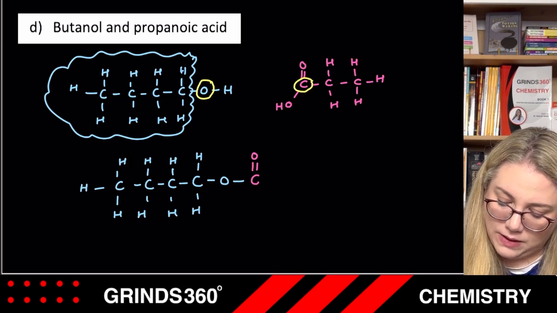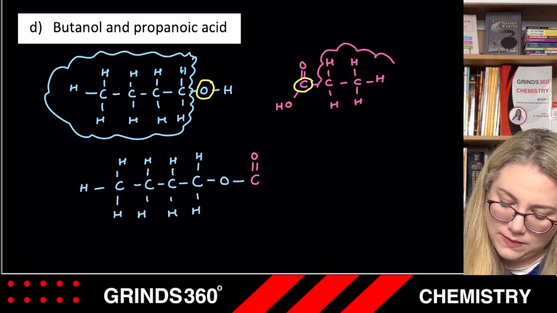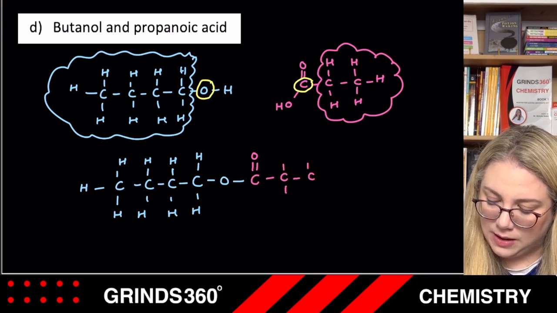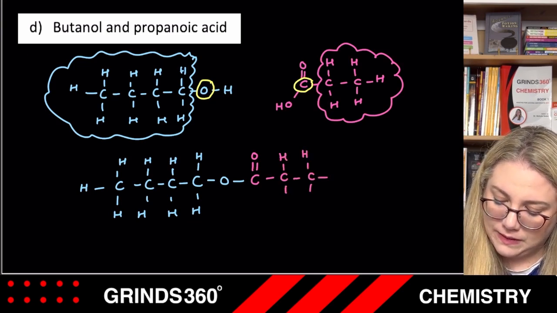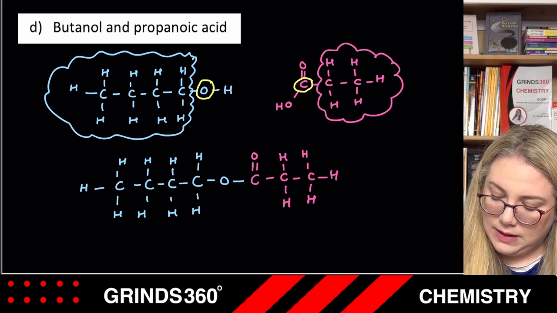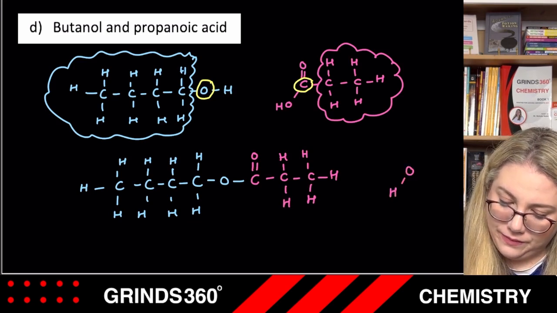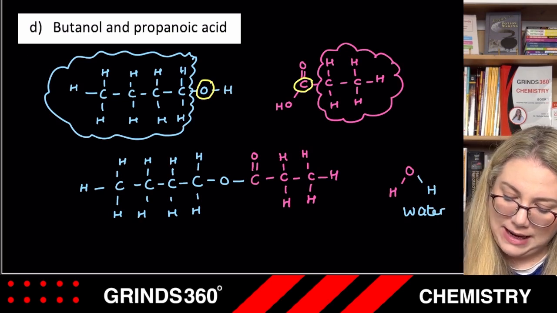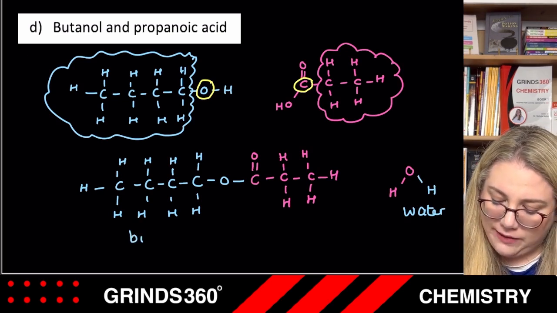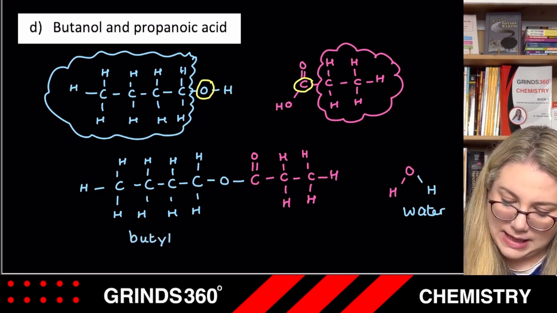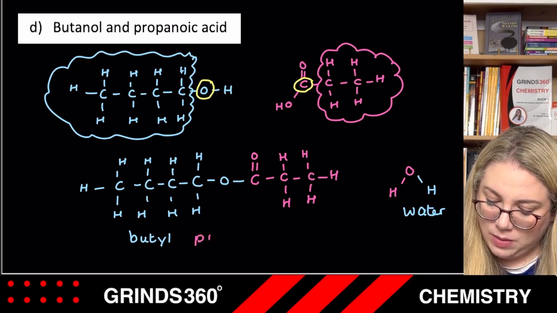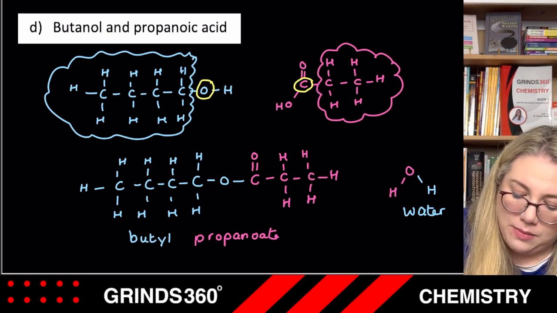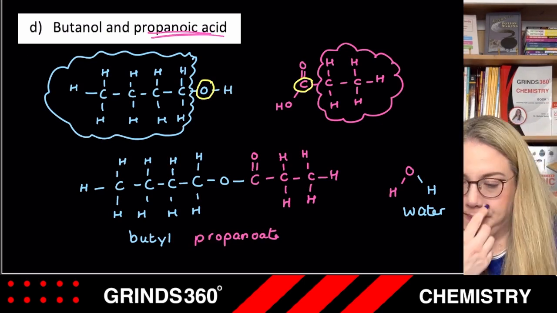Then for the carboxylic acid, we need to fill in all of this bit here, which is another 2 carbon atoms. Then that's water. Now naming this ester, we have butyl, and the ending will be propanoate from the propanoic acid.